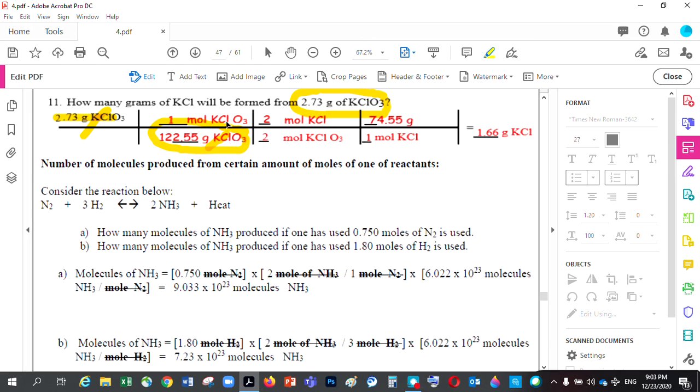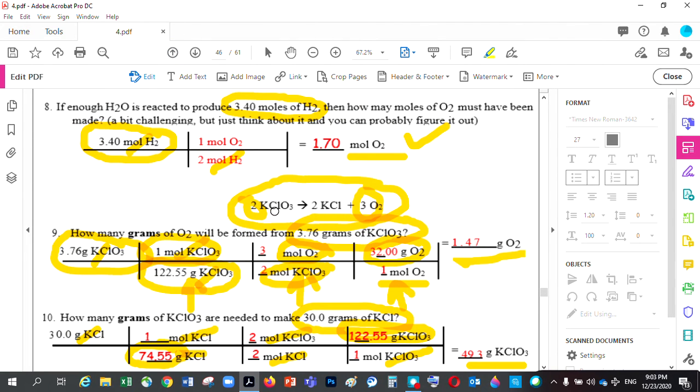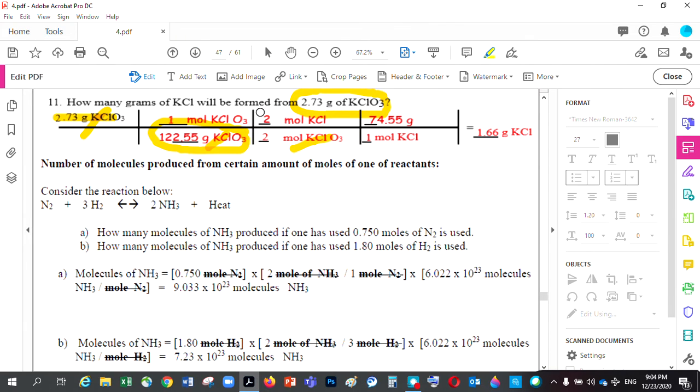Then you have to get rid of the potassium chlorate moles. Go to the ratio, 2 moles. Let's look up again. We have 2 moles of chlorate to 2 moles of the chloride, 2 to 2 moles, correct? So then you multiply by the molar mass of potassium chloride, gram per mole. So the mole with the mole cancels out. The only unit left is grams of potassium chloride, which is 1.66 grams.